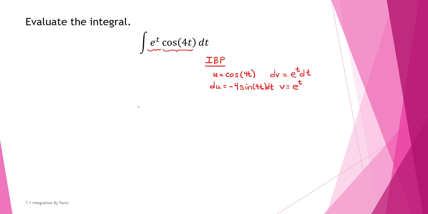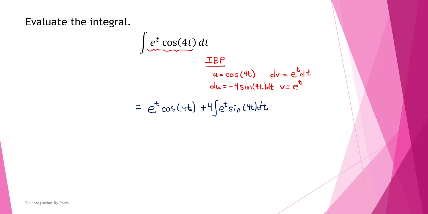Okay, now I can rewrite my integral as, remember our formula is u times v, so e to the t times cosine of 4t minus the integral of v du, so e to the t, and then in the du we have this negative 4, which I'm going to put out front, which ends up making this a plus with a 4 in front, and sine of 4t dt.